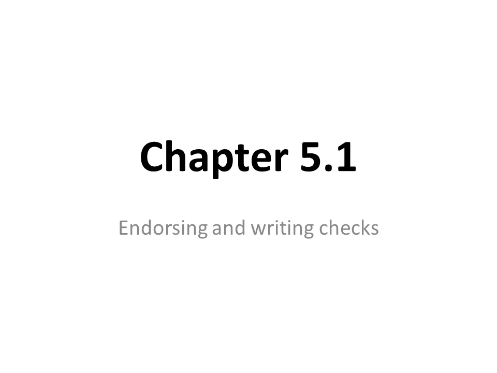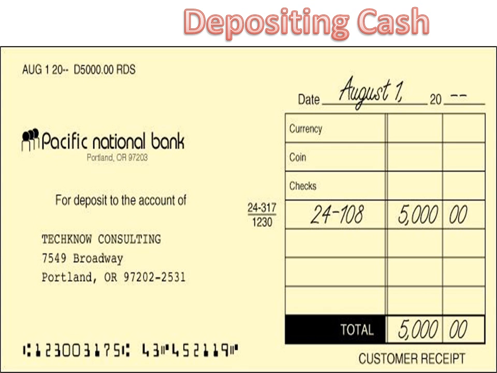Chapter 5.1 Endorsing and Writing Checks. In accounting, money is usually referred to as cash. However, most businesses make major purchases using checks. When people pay businesses, they'll pay with a check. When you get that, you will ultimately be depositing that. So we'll always want to deposit our cash.